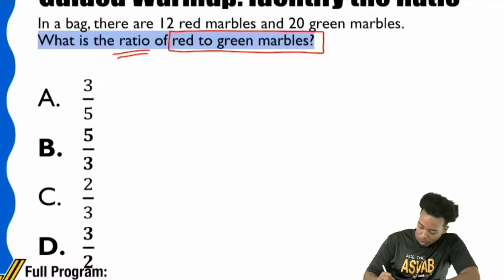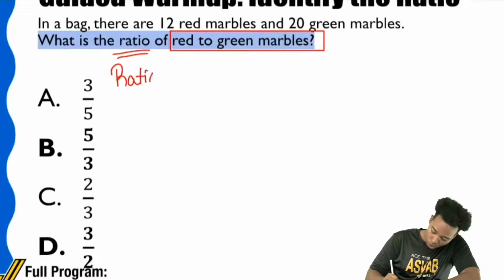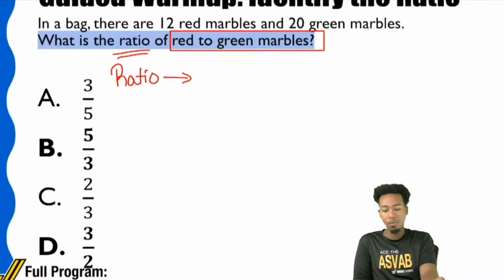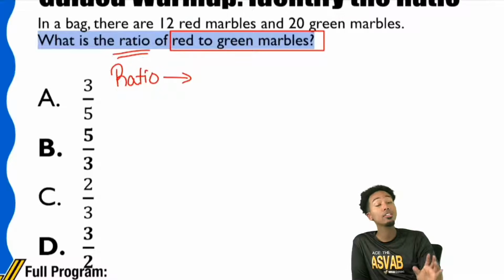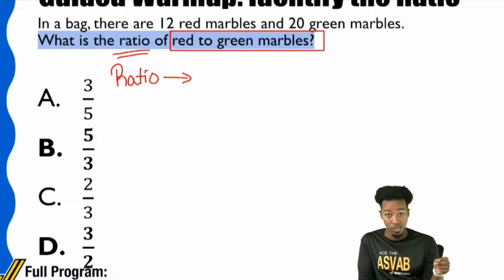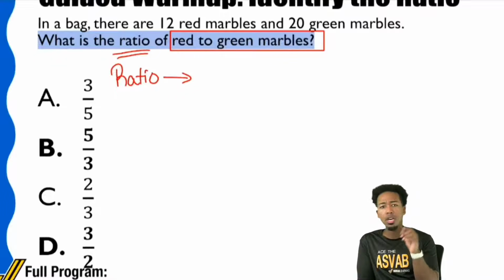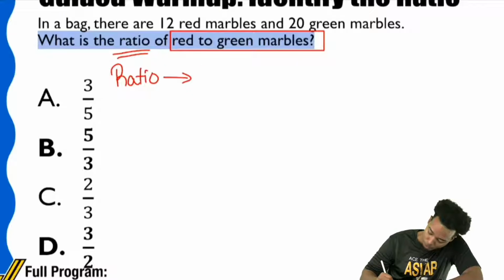Red to green marbles. So everybody, quick question. What's another word for ratio? It's not proportions. What's another word for ratio? Fraction. Exactly. If you didn't know that, write this down. Ratios and fractions are literally the same exact thing. There are different ways to write them, in terms of actually having a fraction, using colons or using words, but they are literally the same thing. So ratio means fraction.